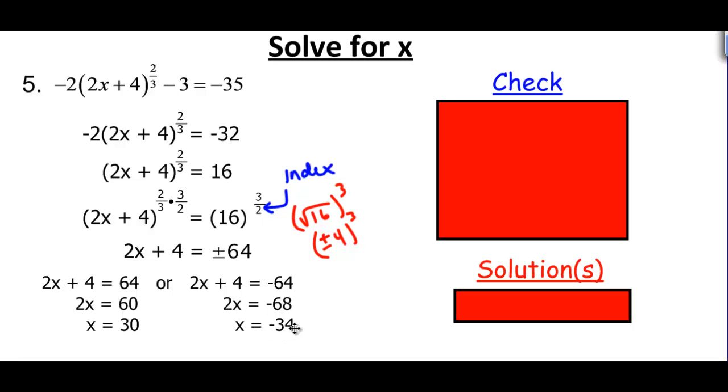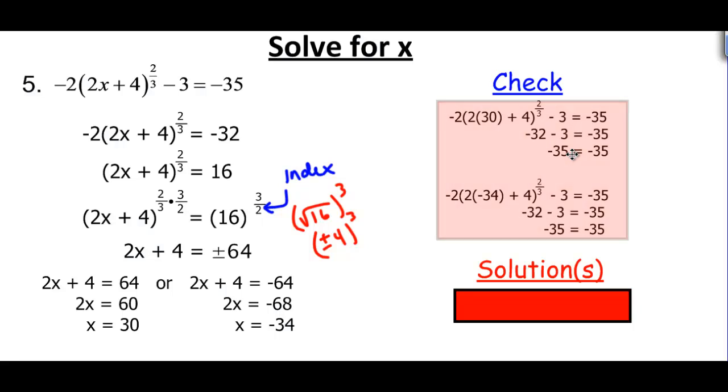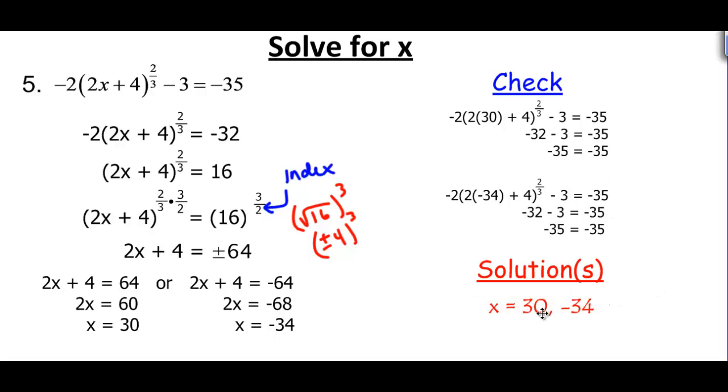This means I need to do the check twice. The first time I'm going to substitute in 30. When I substitute in 30, my goal is to get a -35. If I do, it's an answer. And then I'm going to substitute in a -34. When I substitute in 30 and go through all the algebra, I get a -35, which means 30 is a solution. When I substitute in -34, I also get -35. It doesn't always work where if one works, the other works. Sometimes both work, sometimes neither of them work, sometimes only one works. And if we do this, we find out that 30 and -34 are both solutions.